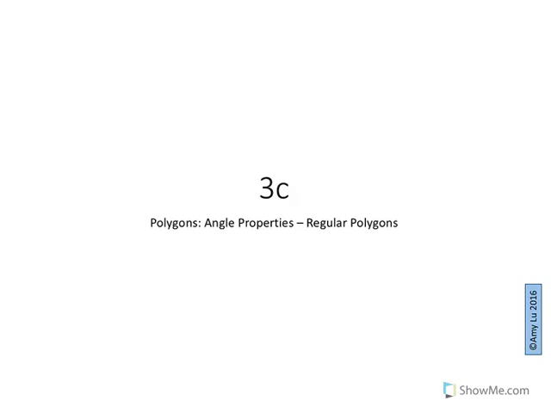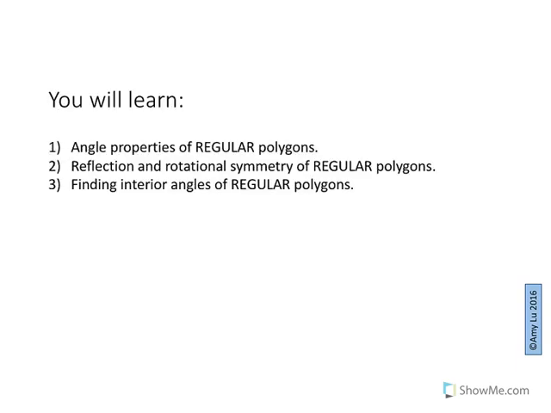Okay, so in this chapter 3C, we are working with polygons. Specifically, we're talking about regular polygons. So you'll learn about the angle properties of these so-called regular polygons, reflection and rotational symmetry of regular polygons, and how we find interior angles, the inside angles of the regular polygons.